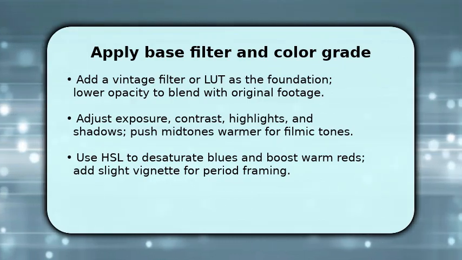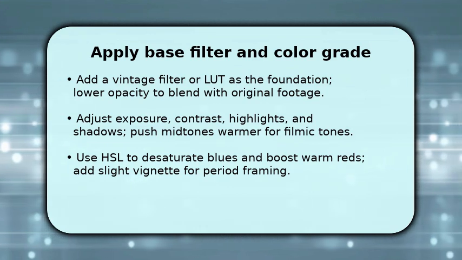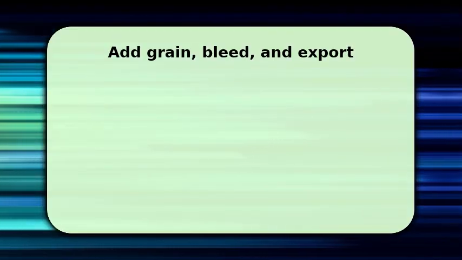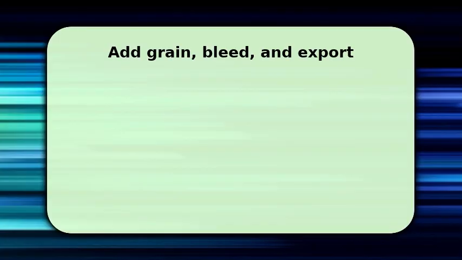Finish by adding texture. Apply film grain or noise at about 15 to 30% so it reads without obscuring detail, and add chromatic aberration to simulate color fringing. Then place light leak and dust overlays on top and animate tiny shake or jitter for authentic vintage movement.